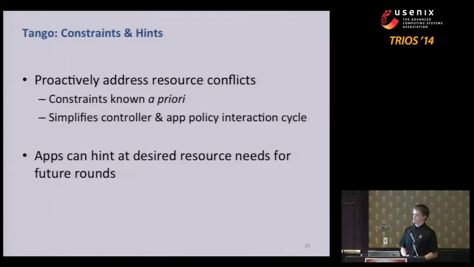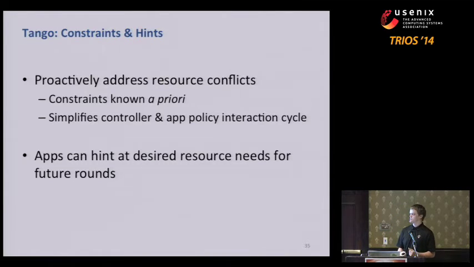So let's talk a little bit more about what we mean by constraints and hints. Constraints are used here to proactively address resource conflicts. An example of a constraint might be the user policy tells the application, you can only use the cell network when the Wi-Fi network is not available, or if it was a little more flexible, you can only use the cell network at a certain speed if the Wi-Fi network's available. This allows the application to know what networks are available and what kind of usage it would get on either one. And this is done before the application policy actually is run.